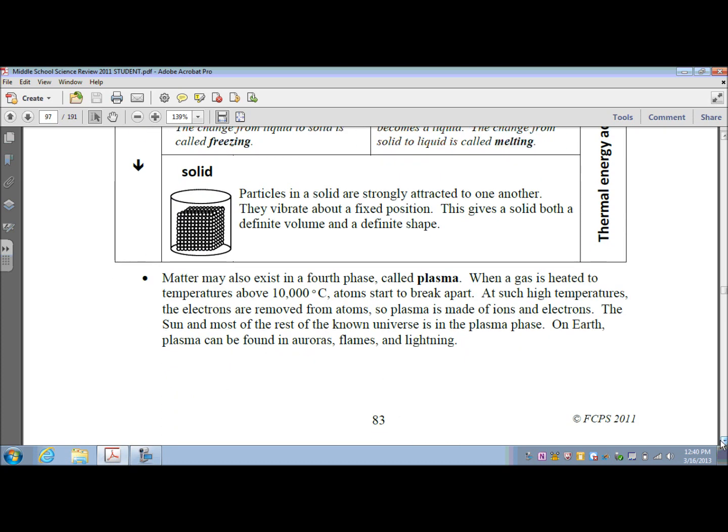Matter may also exist in a fourth phase, called plasma. When a gas is heated to a temperature above 10,000 degrees Celsius, atoms start to break apart. At such high temperatures, the electrons are removed from atoms, so plasma is made of ions and electrons. The Sun and most of the rest of the known universe is in the plasma phase. On Earth, plasma can be found in auroras, flames, and lightning.